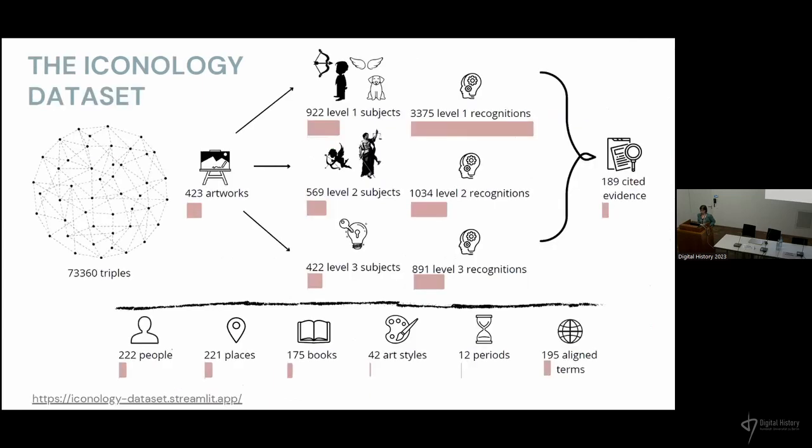According to this model, I created the Iconology dataset. That's an RDF dataset describing the art interpretation that Panofsky was making in three of his major books plus one article. And it's a work that I've done manually, so there's a layer of human interpretation in the annotation process, for a total of 423 artworks described at the three levels of interpretation.